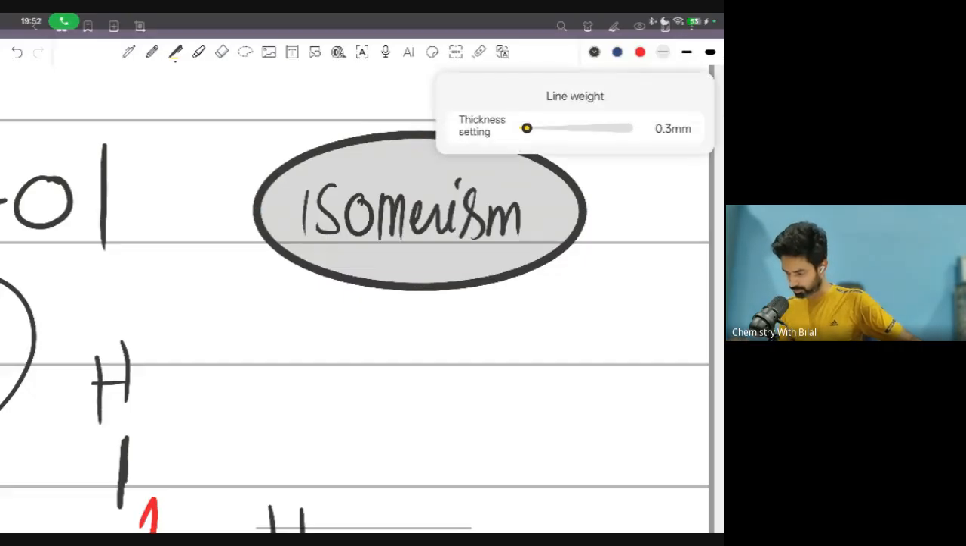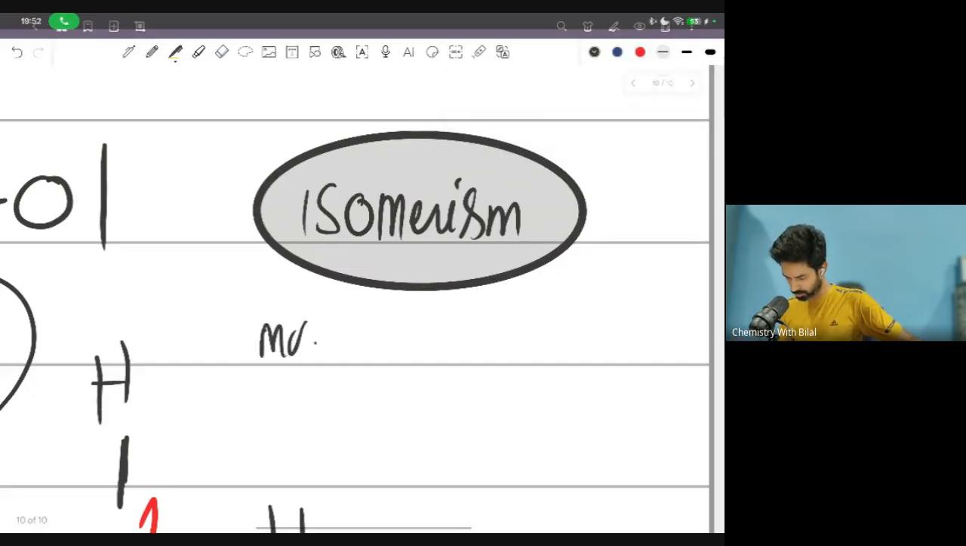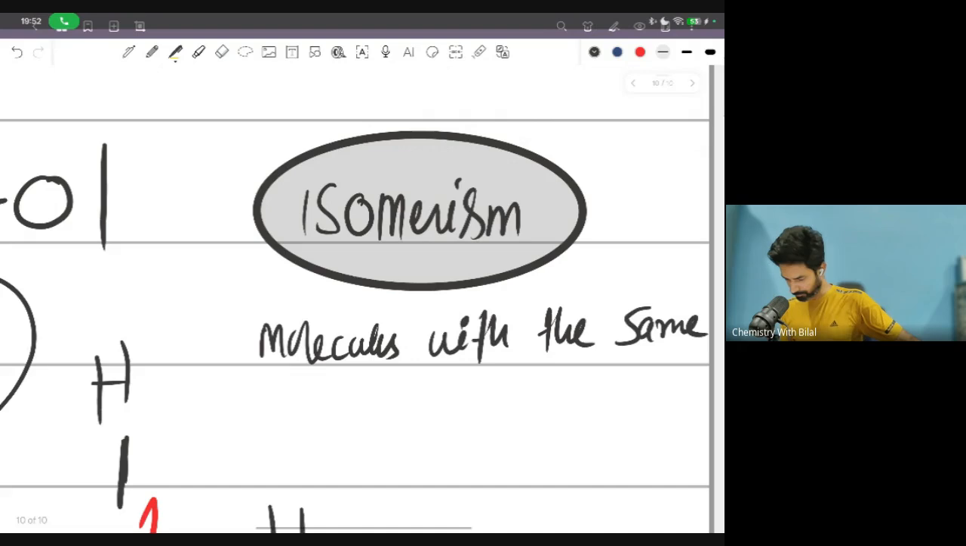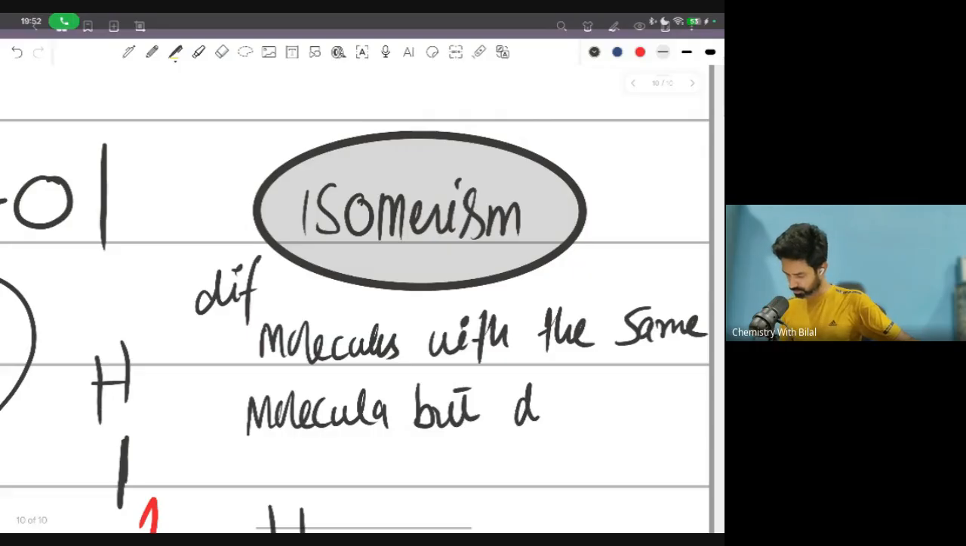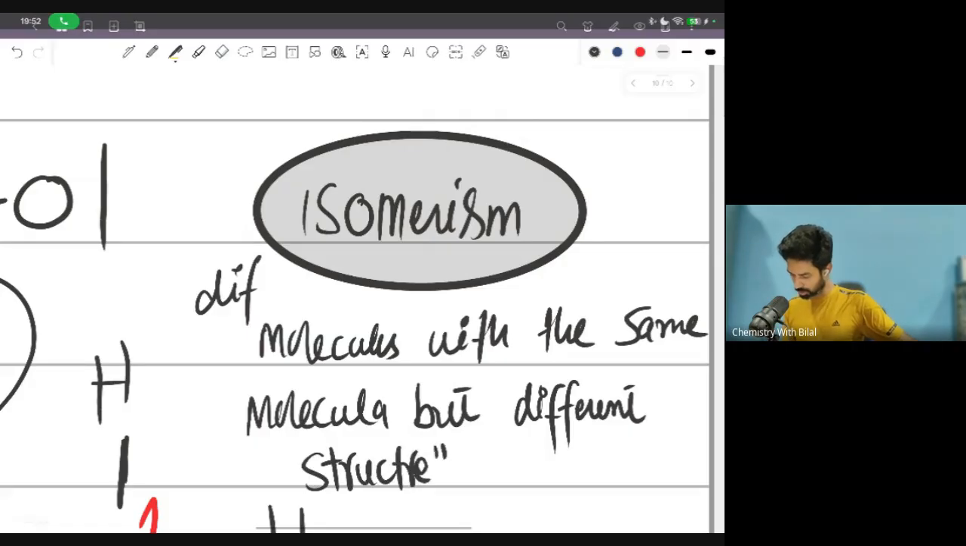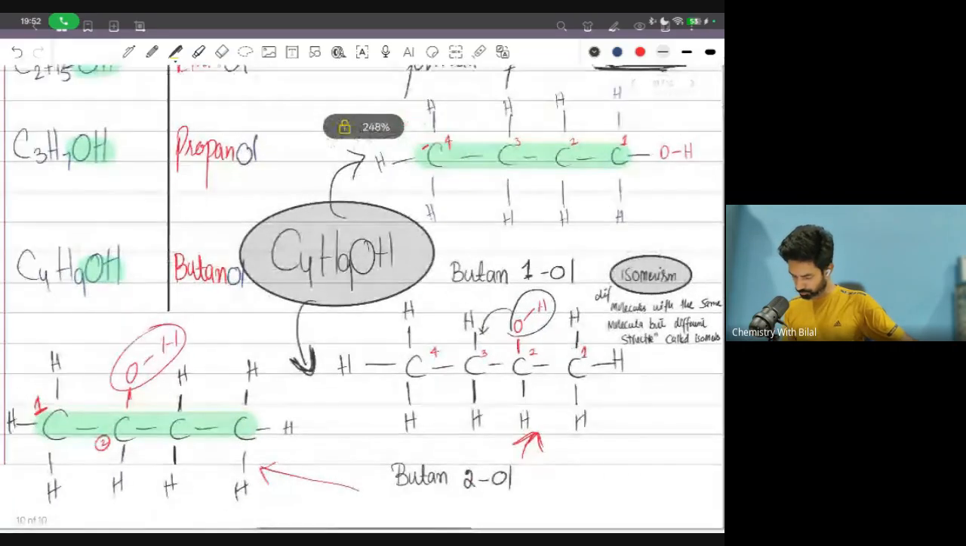How do you define the term isomerism? Molecules with the same molecular formula. In fact, different molecules with the same molecular formula, but different structure. Different arrangement of atoms लिख लो or different structure लिख लो. They are called isomers.